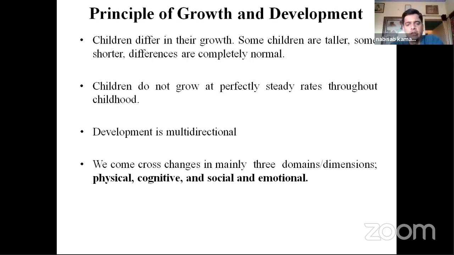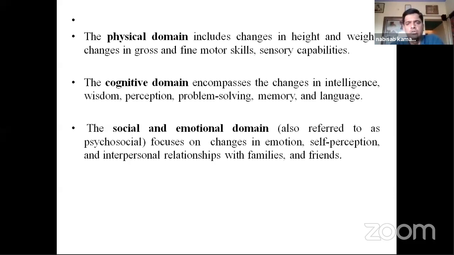We come across changes during growth and development mainly in three domains: the physical domain, the cognitive domain, and the social and emotional domain. The physical domain includes changes in height or weight, changes in gross motor and fine motor skills, or sensory capabilities. The cognitive domain encompasses changes in the intelligence of the child, perception, problem solving, memory, and language. The social and emotional domain, also called the psychological domain, focuses on the changes in emotion, self perception, and interpersonal relationships with family and friends.